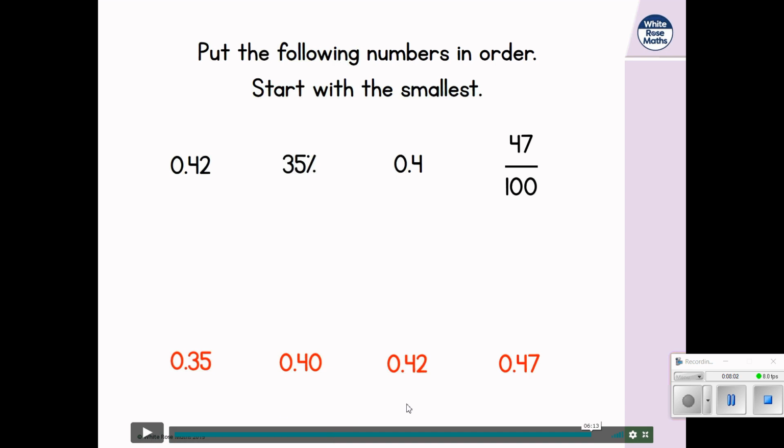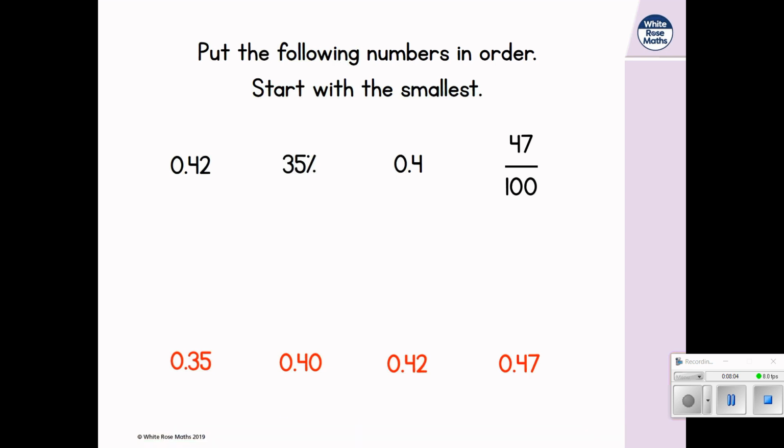I hope that's of use, and if you found any part today tricky, rewind the video and there will be some extra practice questions if you found any particular elements tricky.